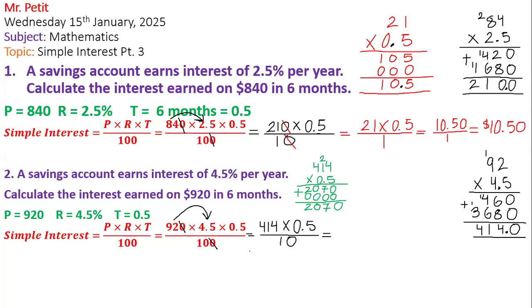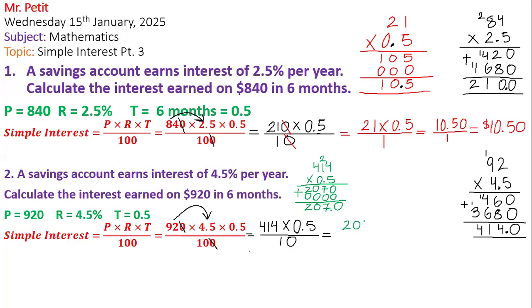So 2,070. Is that correct? No, sir. You have to add the decimal. Don't forget your decimal. Exactly. I have to remember my decimal. So it's actually just going to be 207, because we dropped the 0.